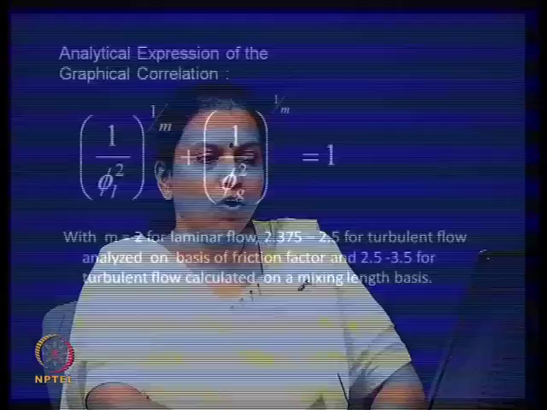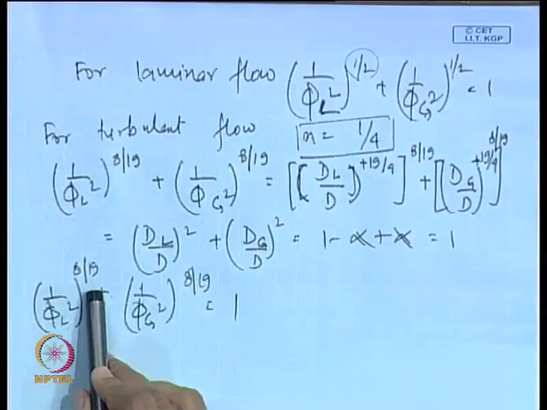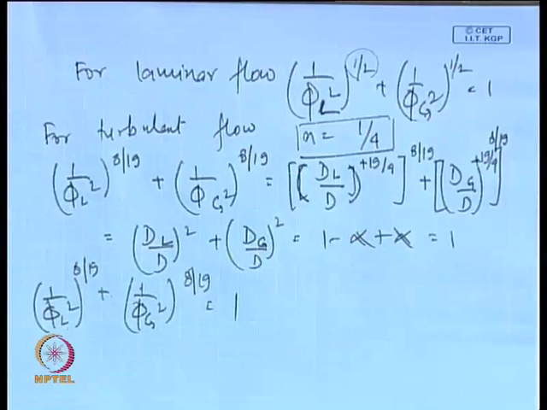Okay. So, therefore, remember the analytical expression that has been expressed as 1 by phi L square whole to the power 1 by m plus 1 by phi g square whole to the power 1 by m equal to 1, where as we have already derived m equals 2 for laminar flow, isn't it? We have already derived that if it is on the basis of a Blasius type expression, then m will be equal to 19 by 8, which is nothing but 2.375, and this is your home assignment.